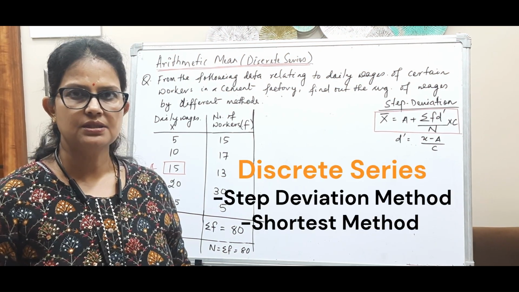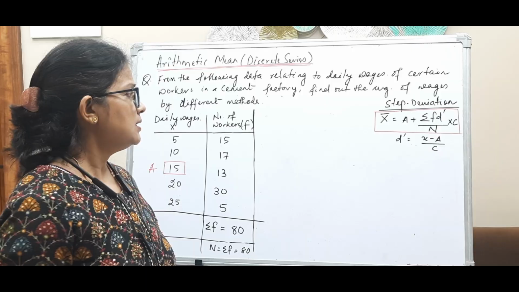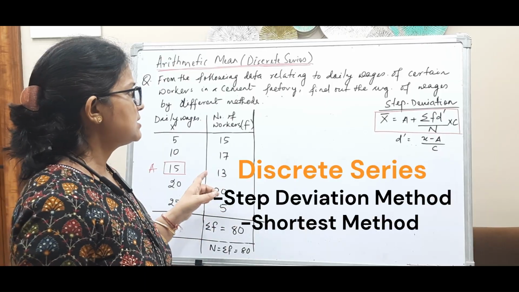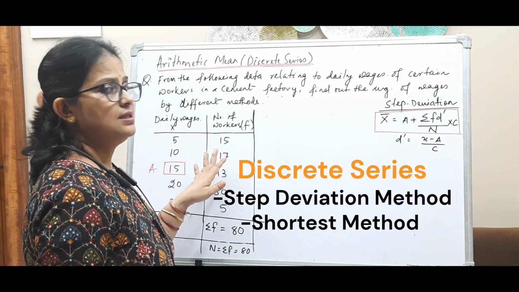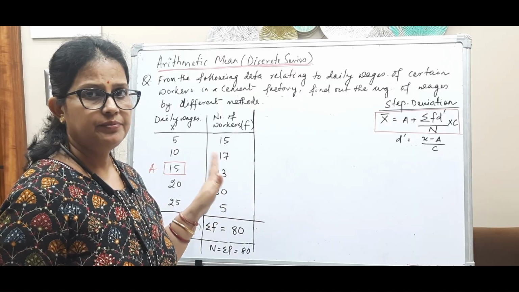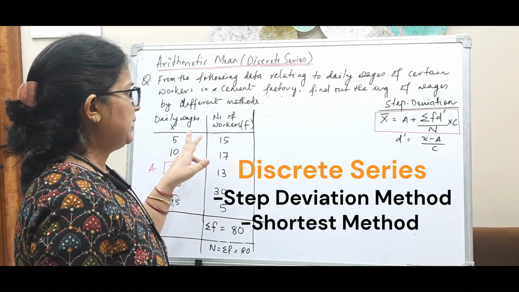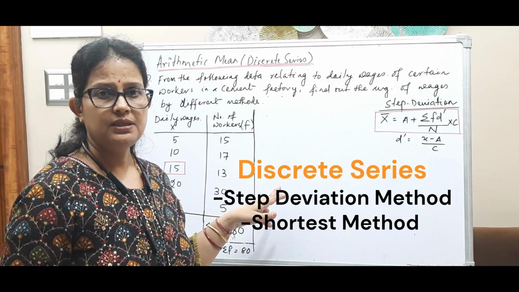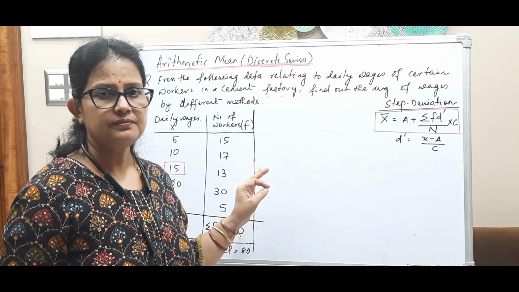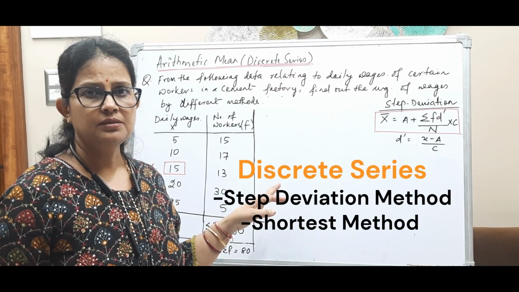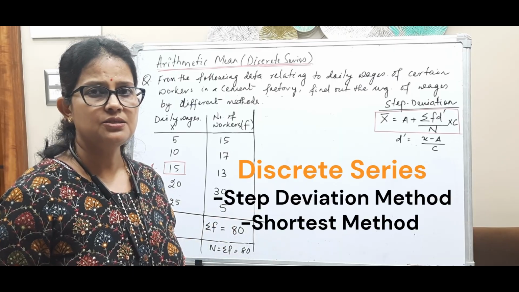Today we are going to discuss discrete series. In the previous class we discussed discrete series and calculated the arithmetic mean using two methods. One is the direct method and the other one is the shortcut method, also known as the assumed mean method.